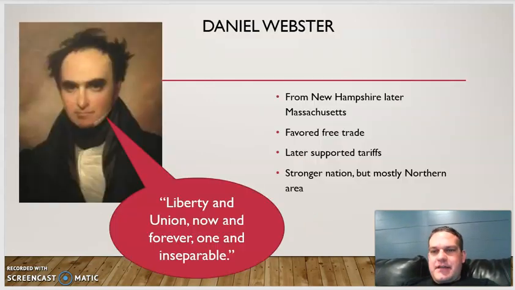Daniel Webster, he is from New Hampshire, and then he moves to Massachusetts, but he favored the idea of free trade. He wanted a tariff. He wanted a stronger nation for the North. This is a quote that he said. He said, "Liberty and union, now and forever, one and inseparable." So liberty, union, forever. Can't separate the two. They're like stuck. Like super gluing your fingers together.